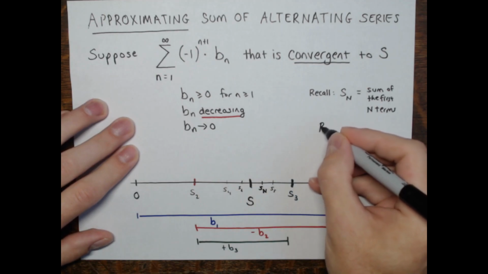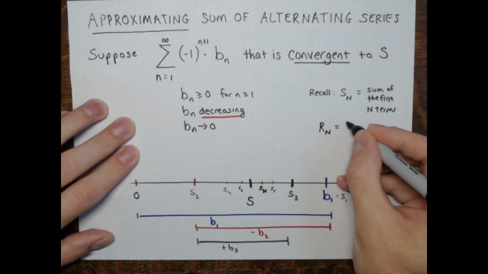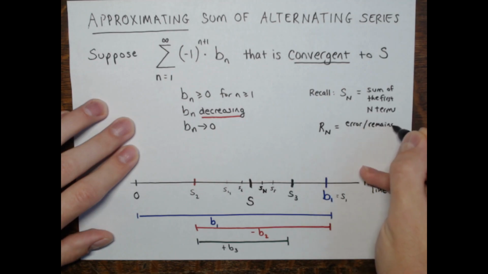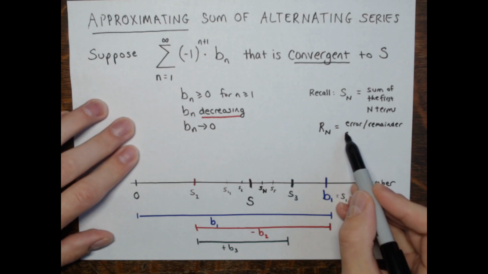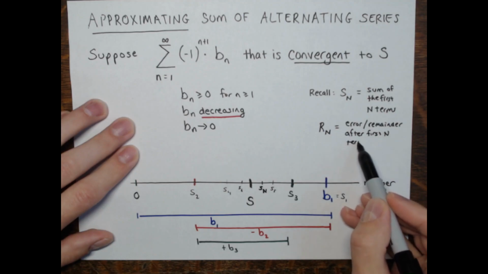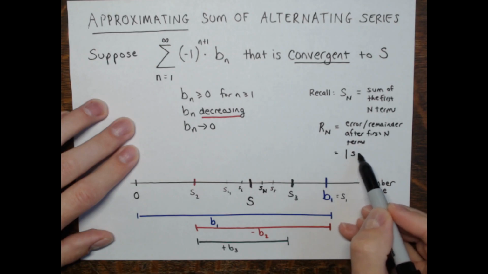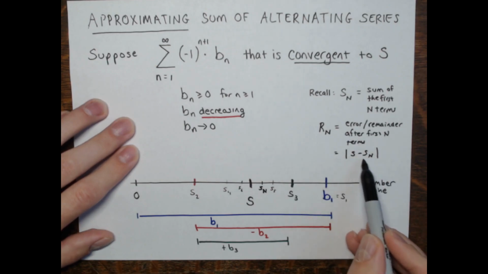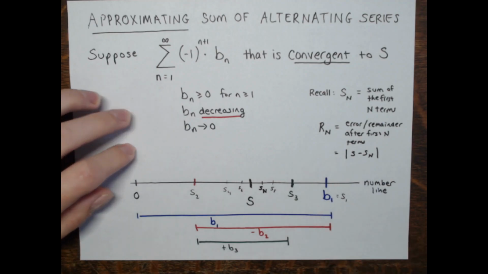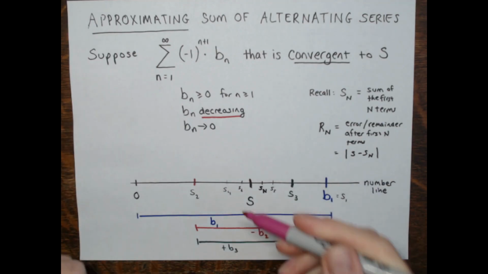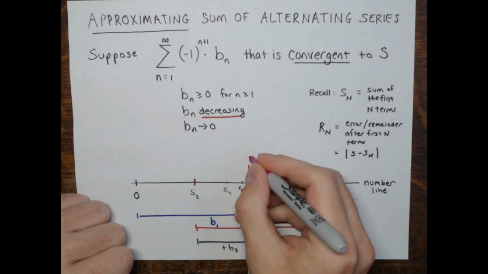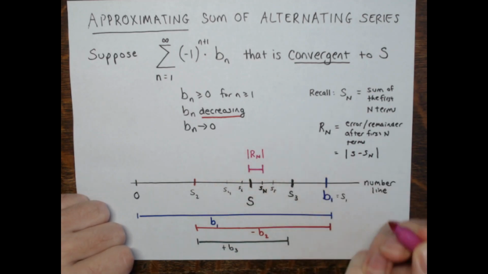And then something else to remember is R sub N. Remember, this is the error, slash remainder after adding the first n terms. And we could call this the absolute value of S minus S sub N. This is how far off the nth partial sum is from the actual sum itself, right? What the series converges to. So that's this distance here. Say this is capital S sub n. This distance here is going to be R sub n, or the absolute value of R sub n, right?